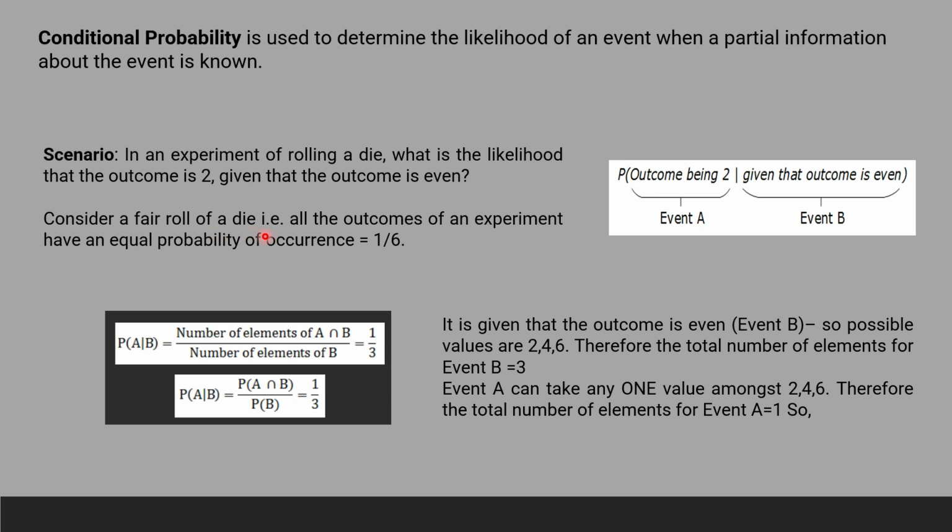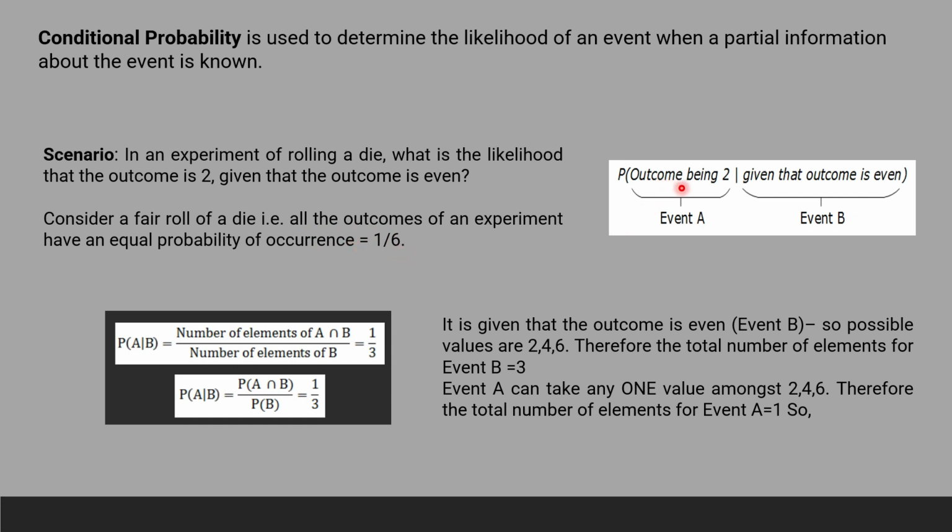So consider a fair roll of a die. All the outcomes of the experiment have an equal probability of occurrence, that is 1 by 6. There are total 6 outcomes, right? That is 1, 2, 3, 4, 5 and 6. So the probability of 2 is 1 out of 6, the probability of 3 is 1 out of 6. So each outcome has the probability of 1 by 6 out of total. That is the probability of occurrence of a single element.